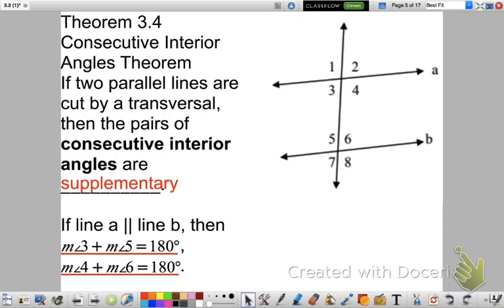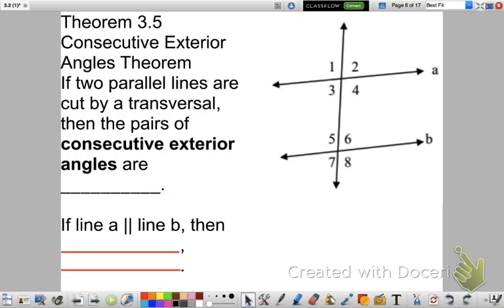Moving on to consecutive exterior angles. Consecutive exterior angles are also supplementary. So the measure of angle 1 plus the measure of angle 7 would equal 180 degrees. And then the measure of angle 2 plus the measure of angle 8 would equal 180 degrees.